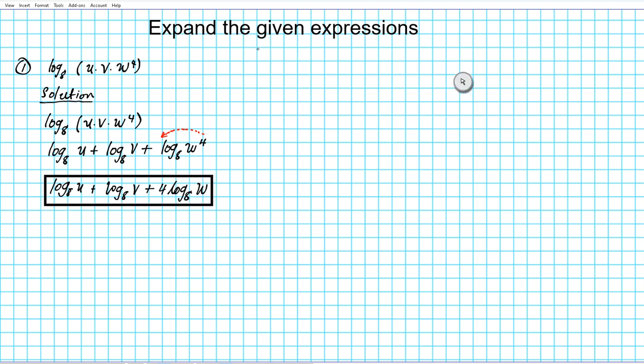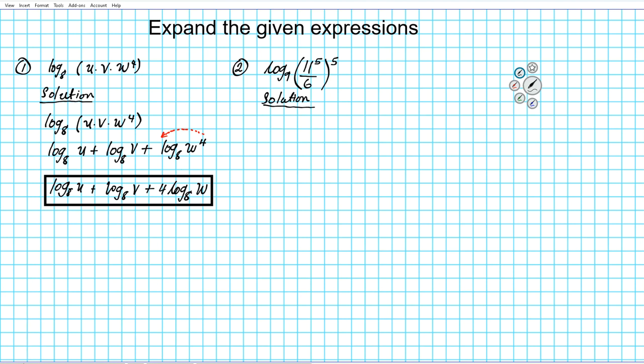All right, let's take a look at another example. Number 2, let's say we have a quotient situation happening. So let's say we have log base 9 of 11 to the 5th divided by 6, all raised to the 5th power. So the task here is to rewrite it in expanded form.